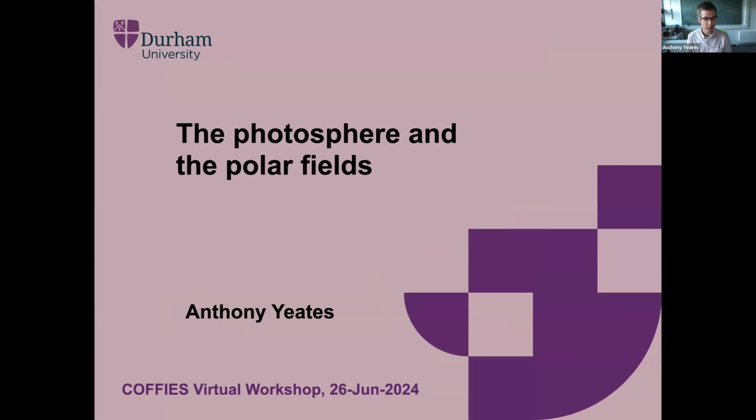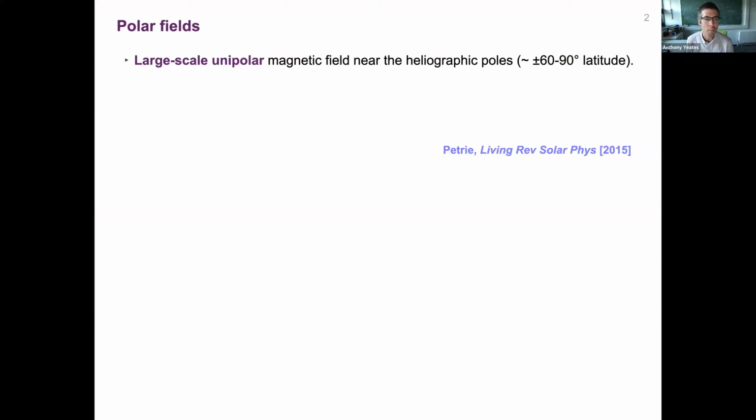I don't think I'm going to tell you everything about the photosphere, certainly, and not very much about the polar fields. But what I thought I would first of all do is define what we mean by the polar field. I found a nice definition from Gordon Petrie that the polar fields are basically the large-scale unipolar magnetic fields that you typically see near the heliographic poles on the sun, so the North and South Pole, and something like above about 60 degrees latitude or 70 degrees in each hemisphere.